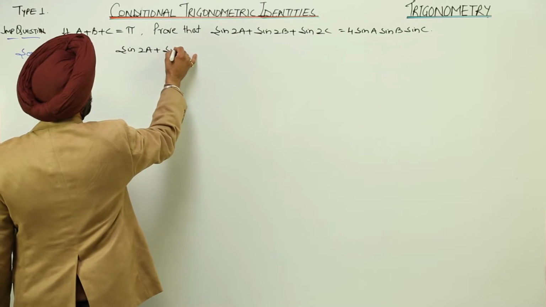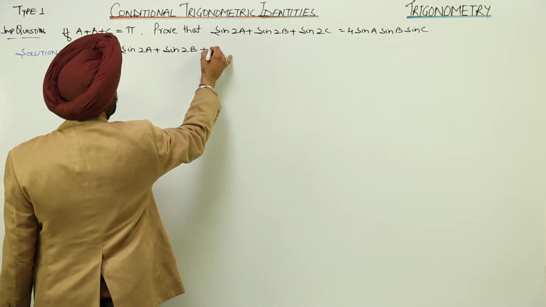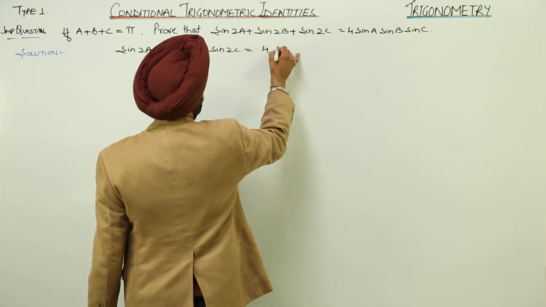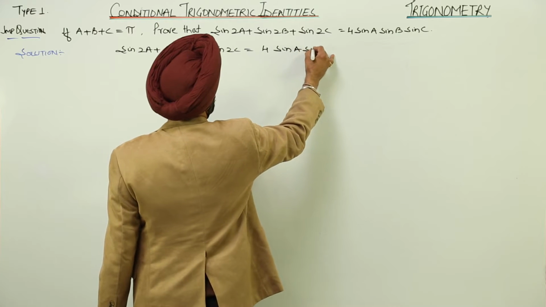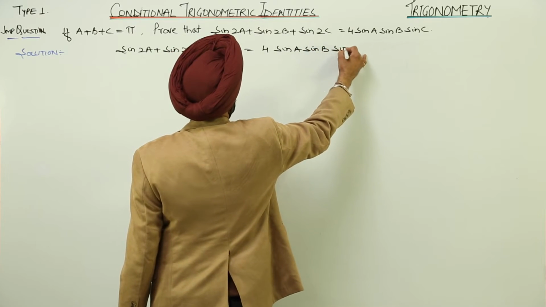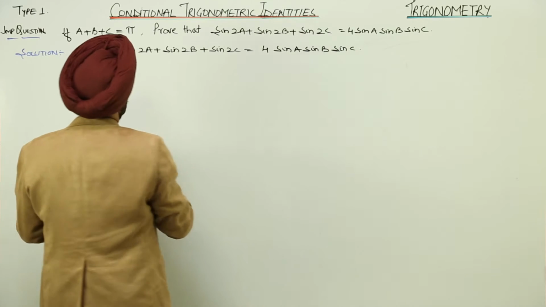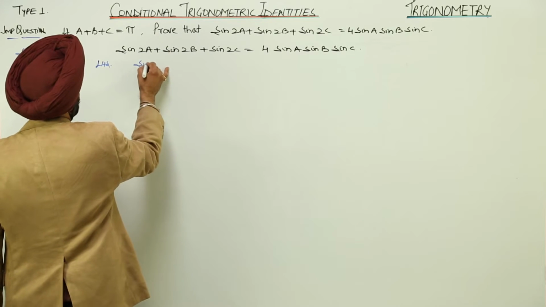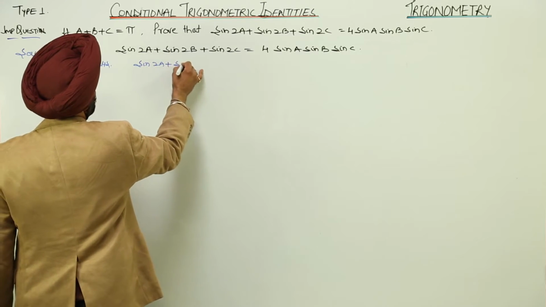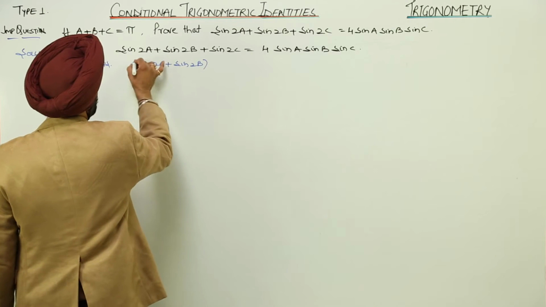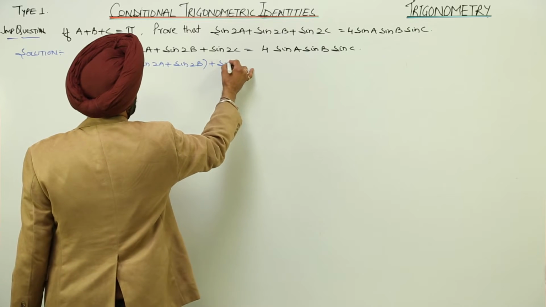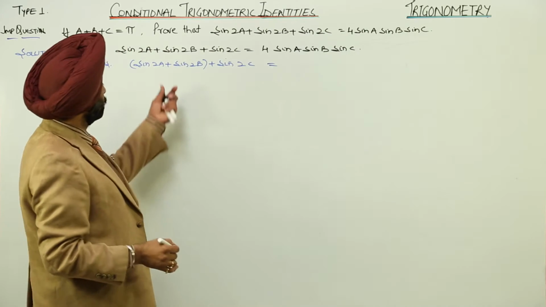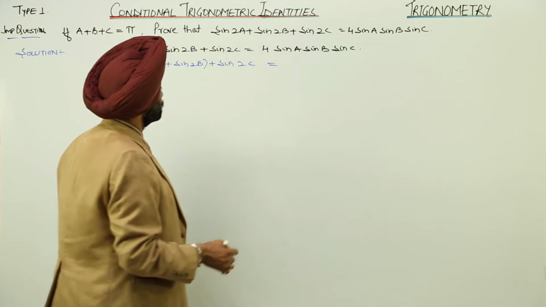Okay. So now sin 2A plus sin 2B plus sin 2C is equal to 4 sin A sin B sin C. This we have to prove. Now left hand side: sin 2A plus sin 2B plus sin 2C. Now to this we are just applying a formula here for sin C plus sin D.